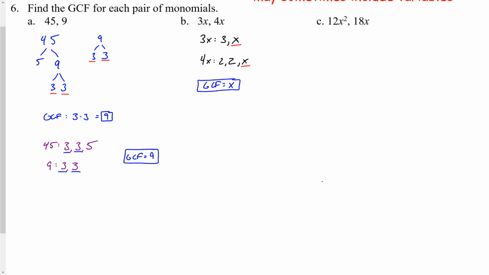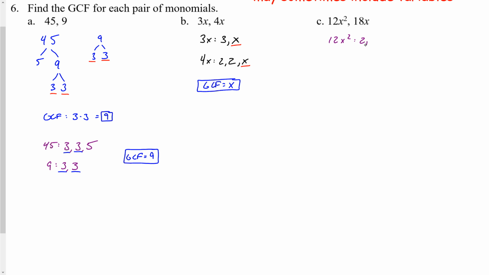Lastly, we look at 12x squared and 18x. So 12x squared, if we break this down into prime factors, again, if you prefer to make factor trees, you certainly can. I like the method of kind of just thinking through it myself. 12x squared, focusing on the coefficient first. 12 is divisible by 2. Again, that's the first prime number that we need to start with.